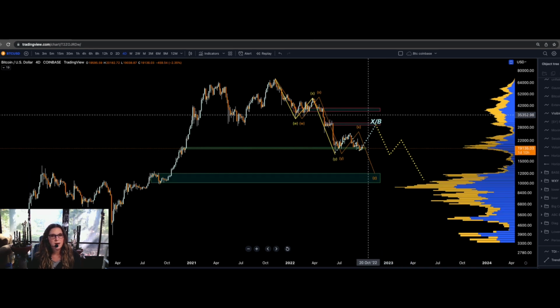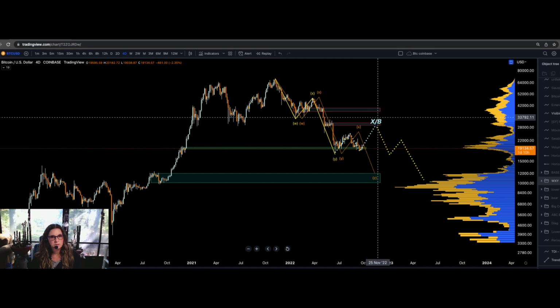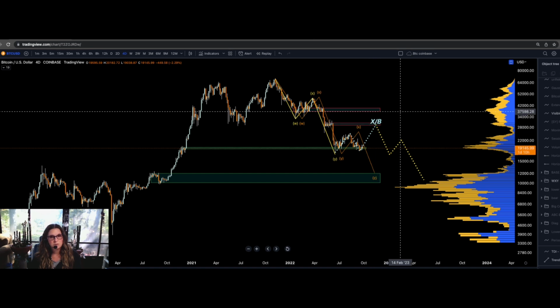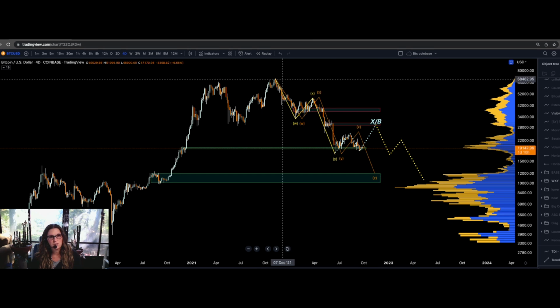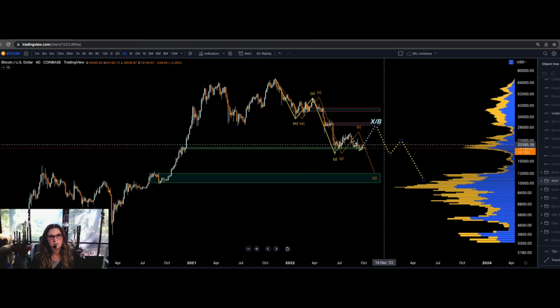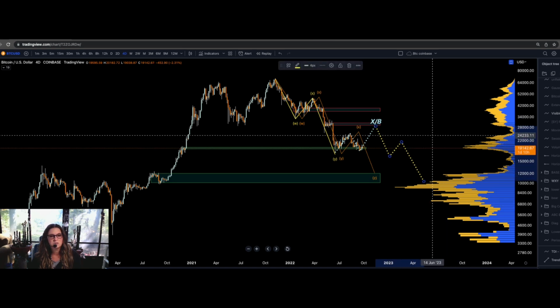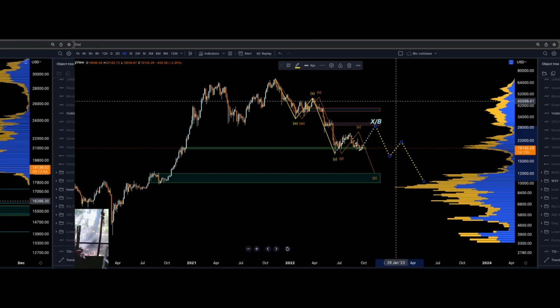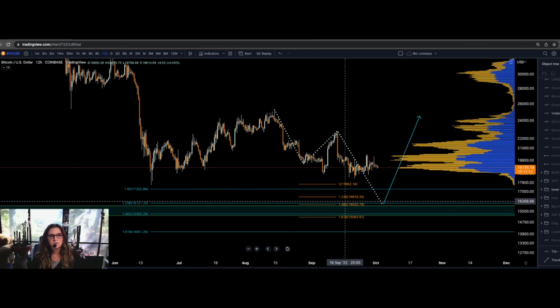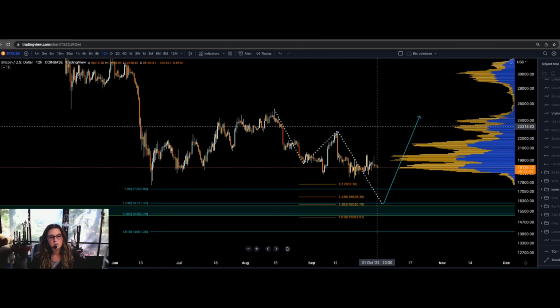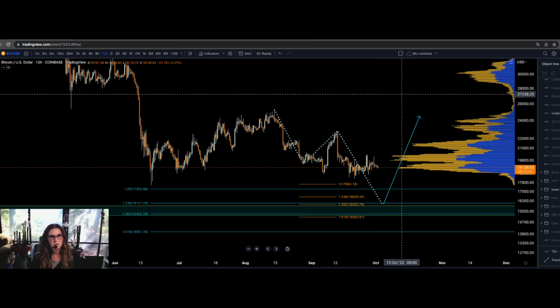If we were to rally for the X or the B, after it's complete, whether it hits 30 or 40,000, then we would need a partner leg for this WXY in yellow to the downside. Where that would eventually land would depend on how high we rally. Let's take a look at the lower time frame and how we could potentially rally higher to 30 or 40K.